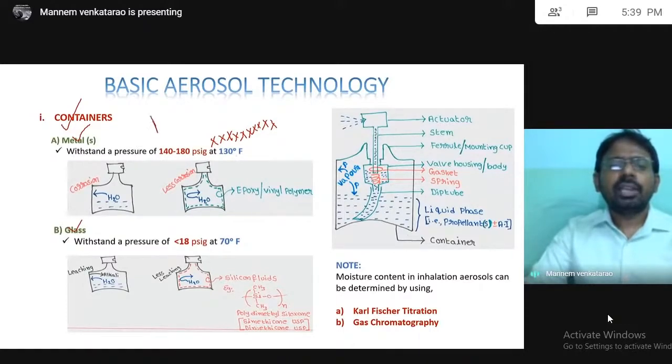You know the relation between pressure and temperature. According to Boyle's law, pressure is directly proportional to temperature. As the temperature increases, pressure automatically increases. That's why we don't say only pressure. You can say the pressure where it is measured. That's why here it is 140 to 180 pounds per square inch pressure, which is measured at 130 Fahrenheit. That is withstood by metal. That metal is only used for the packing of aerosol products.